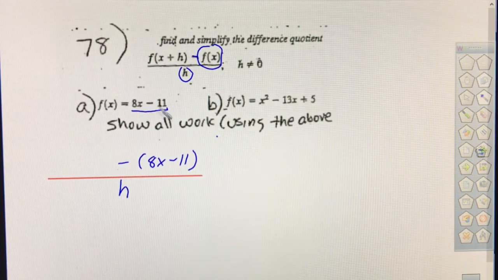Now this is what's tricky. I don't put 8x minus 11 in front. I put 8 times some quantity minus 11. And I have to figure out what that quantity is. What quantity do I put in for x? And notice, the quantity I put in is x plus h.